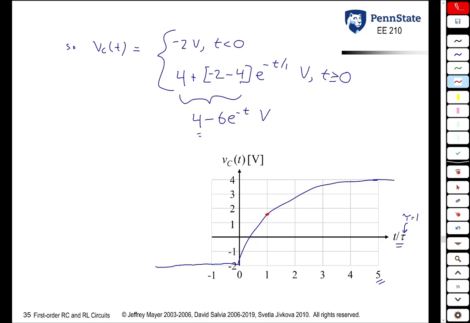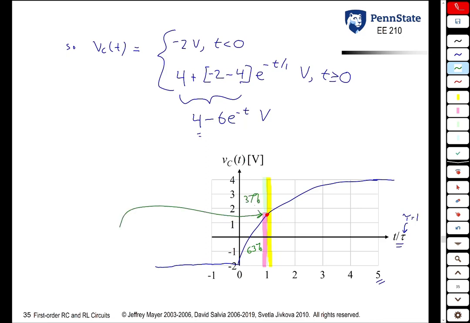How about the value at 1 time constant? Once again, over the course of 5 time constants, the voltage across the capacitor will rise from minus 2 all the way up to 4 volts. It's going to do 63% of that moving during the first time constant, leaving 37%. So 63% there, 37% there.